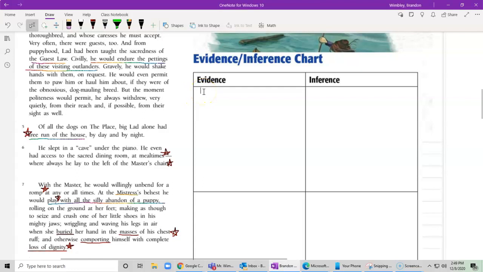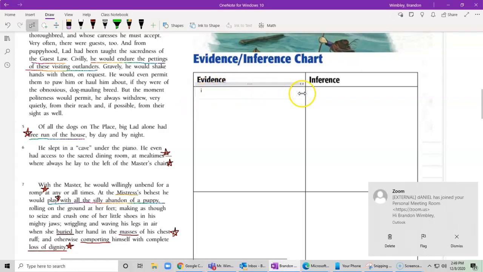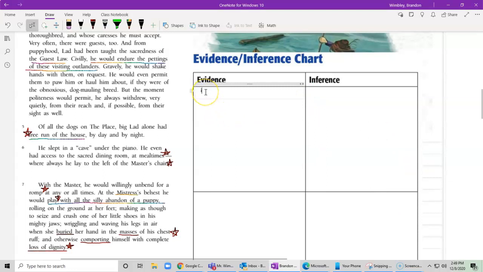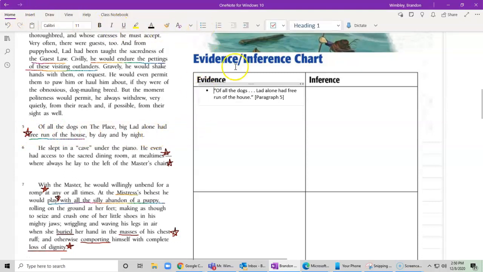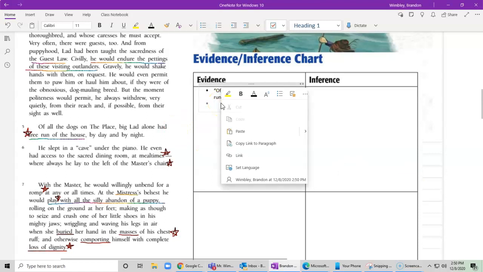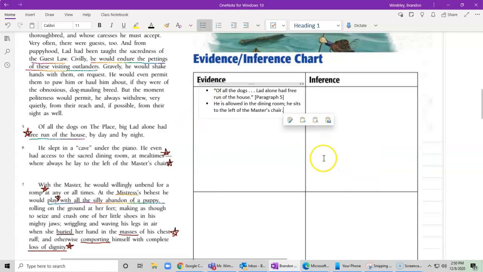So let me drag this out. And remember, I want to put what paragraph it came from. So I'm going to just put paragraph, and remember, that came from paragraph 5. And I'm going to put a bullet point in. And what else did I find? Well, remember, right underneath is talking about him at the meal chair, or at the dining room by his meal chair. So he's allowed in the dining room. And not just that, he's allowed to sit to the left of the master's chair. So that's some evidence on how they view him.